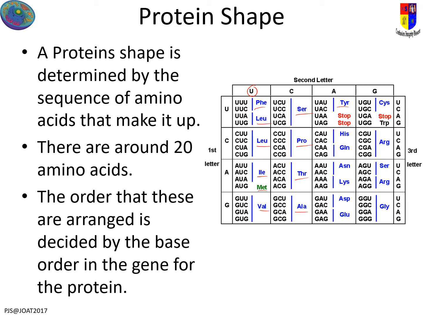So gene decides code, code then gives you your mRNA, mRNA goes out to the ribosome and decides the sequence of amino acids, and once you've got those amino acids, they will decide the shape that it will fold into.